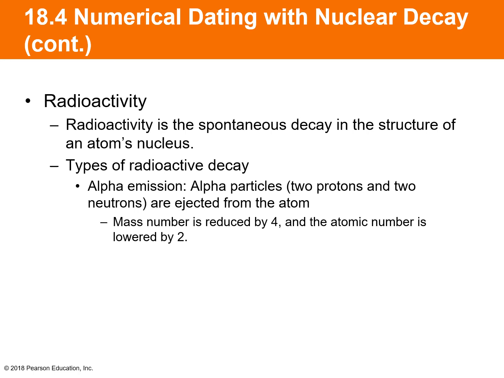And this reduces the atomic mass by 4 because both protons and neutrons are an atomic mass of 1. And it reduces the atomic number by 2 because, if you recall, the atomic number is the number of protons in the nucleus.